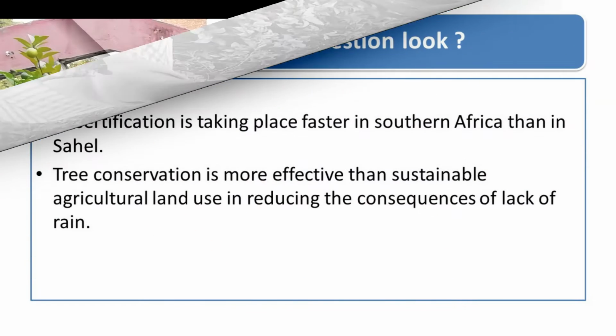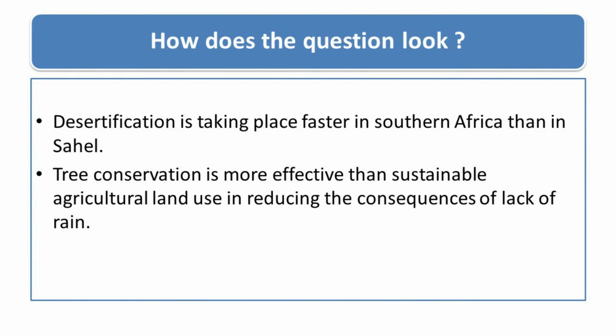So let's begin. First of all, let's try to understand how the question actually looks. There are two different questions in front of you and both of them contain comparisons. In the first question, comparison is being made between South Africa and Sahel. Whereas in the second example, comparison is being shown between agricultural land usage and tree conservation.